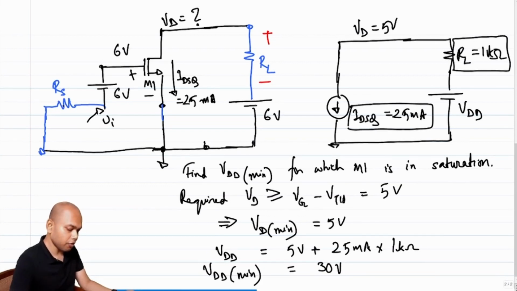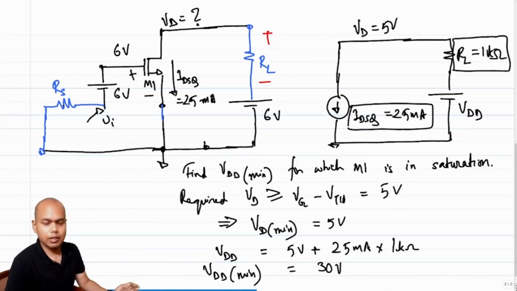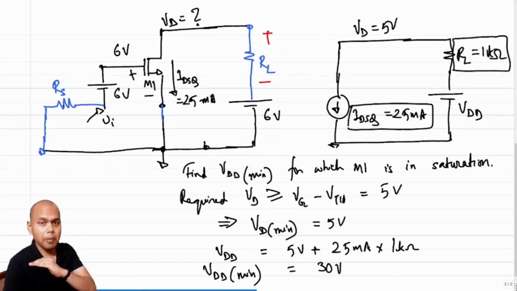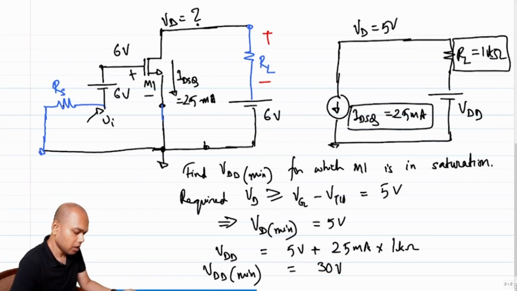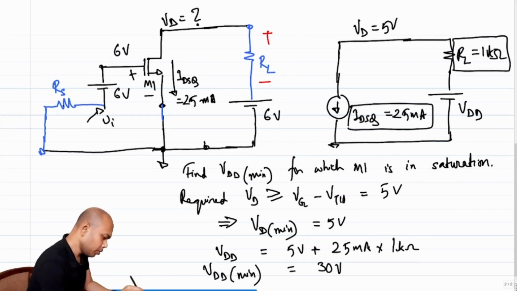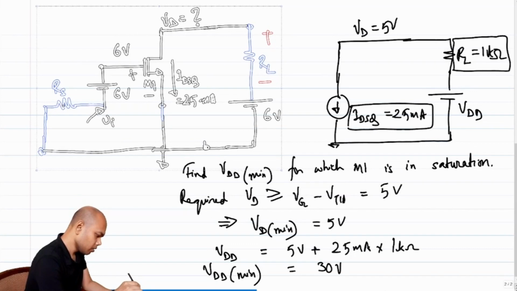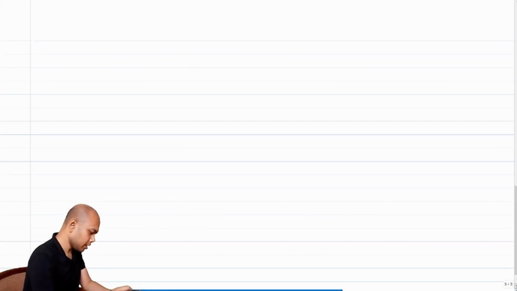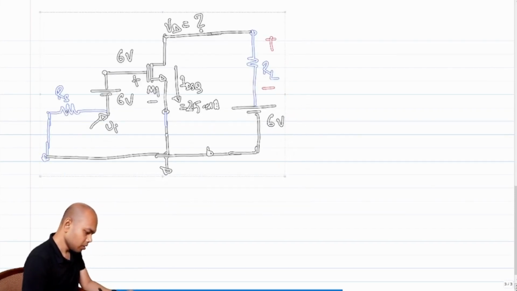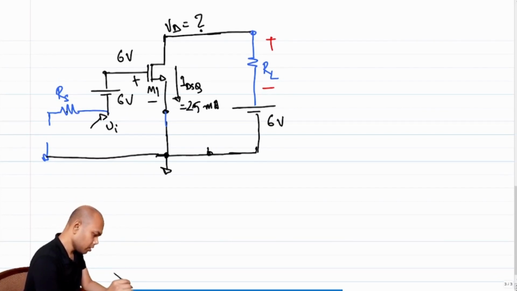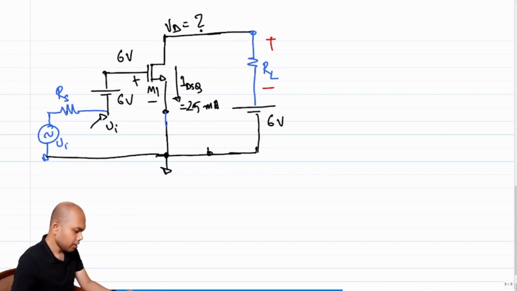If you increase VDD beyond 30 volts, fine, your transistor will be in saturation more comfortably. But this is under the condition that the transistor is barely at the edge of saturation. Okay. So now the question is, what happens when I put the input back, right? What I am essentially asking is, do you see an issue if I put the Vi back in the network?